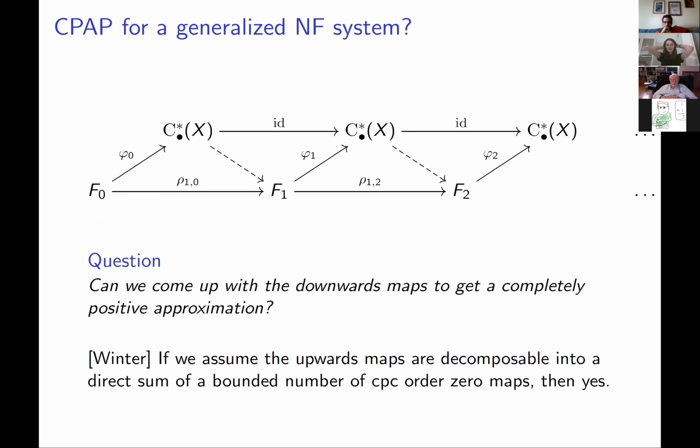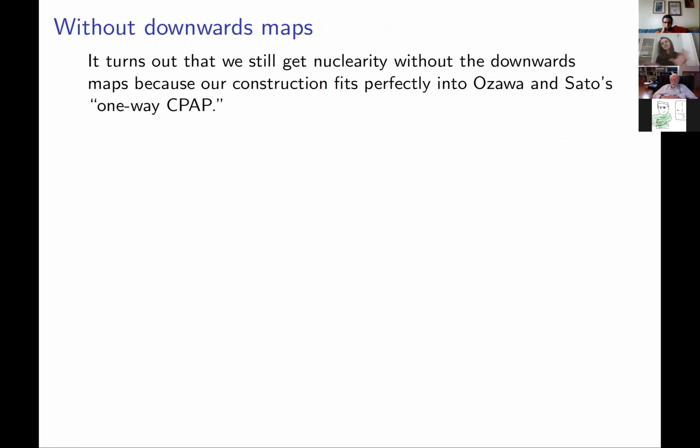It turns out that in some cases, if one works really hard and digs in the literature, then yes, if we assume that the upwards maps are decomposable into a direct sum of a bounded number of CPC order zero maps, which is a lot to digest right now, suffice to say that this is basically encoding finite nuclear dimension, if you've heard this word. But it turns out we don't actually need that.